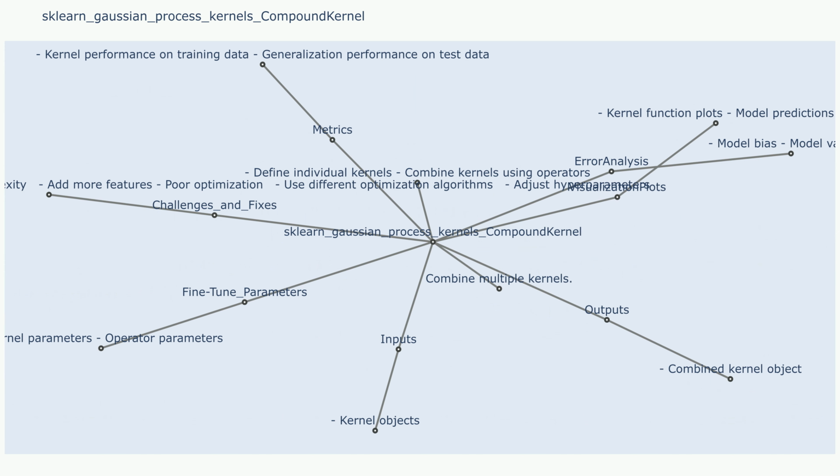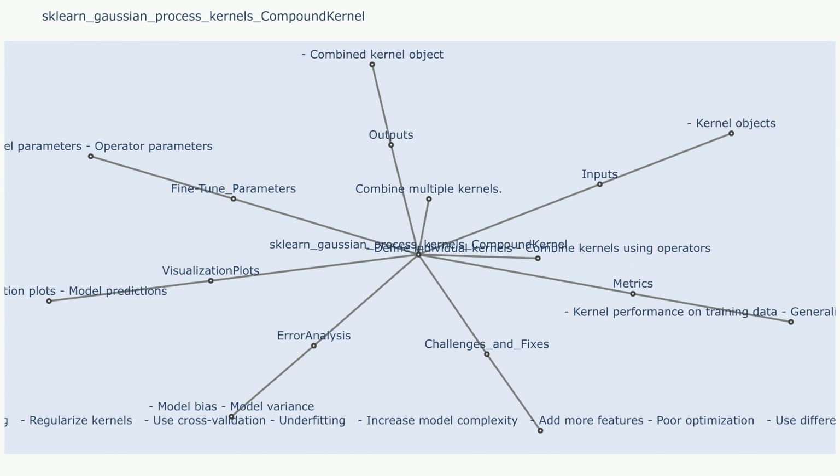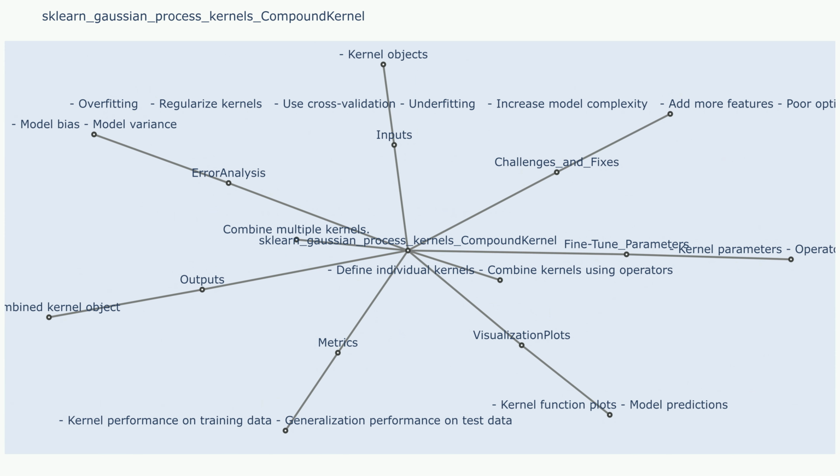Visualization plots. Kernel function visualization. You can plot the combined kernel function to visualize its behavior and gain insights into the relationships it models. Prediction interval plots plot the predicted values with confidence intervals to visualize the uncertainty in the model's predictions. This can be helpful for understanding the reliability of the model's predictions.